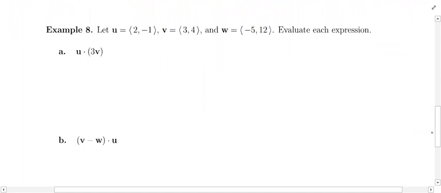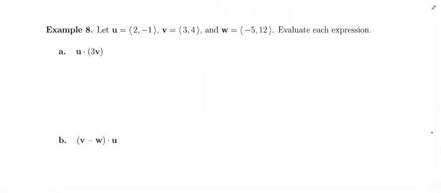In example 8, we're going to let the u vector be 2, -1, the v vector be 3, 4, and the w vector be -5, 12. And we're going to evaluate each expression. As we're going through this, you need to pay attention: am I getting a vector as a result, or am I getting a scalar as a result? So in part A, we're doing u dot 3v.